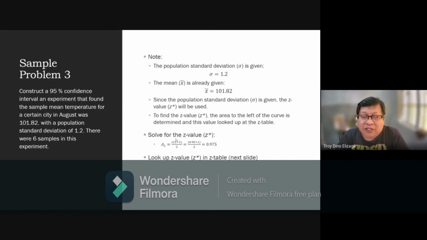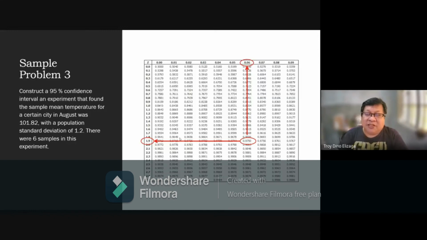So looking up the z value in a z table is different from the t table because the process is reversed. So this is the z table. We look first for the value inside the table, and then we go up and to the side to look for the values along the column and along the rows. So here along the row we have 1.9, and along the column headers we see 0.06. We add those two values, we get 1.96. Therefore our z value is 1.96.